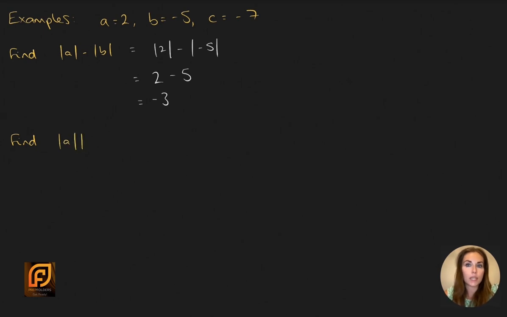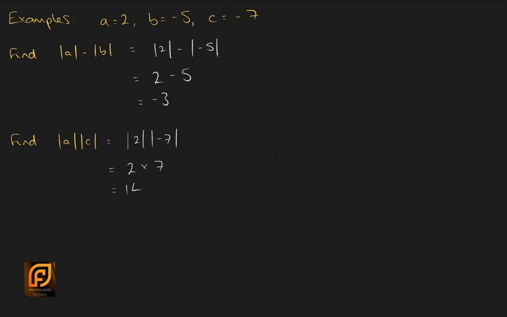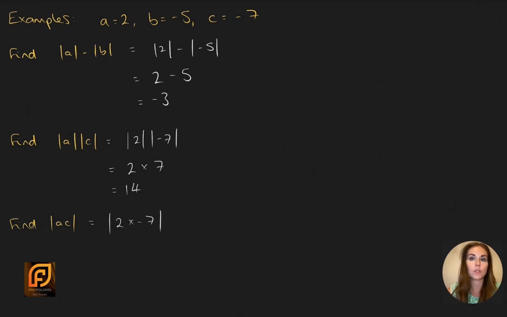Find the absolute value of a times the absolute value of c. This is the absolute value of 2 times the absolute value of minus 7, which is 2 times 7, which is 14. Find the absolute value of a times c. This is the absolute value of 2 times minus 7, which is the absolute value of minus 14, which is 14.